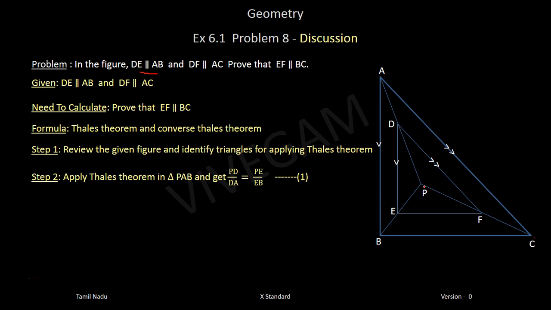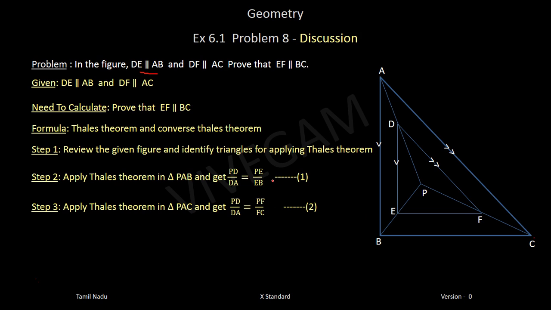Next, apply Thales theorem for PAB. When you apply it, what will you get? PD by DA will be equal to PE by EB. That's what they've written here. Next, apply Thales theorem for triangle PAC. So PD by DA will be equal to PF by FC. That's what is given here.